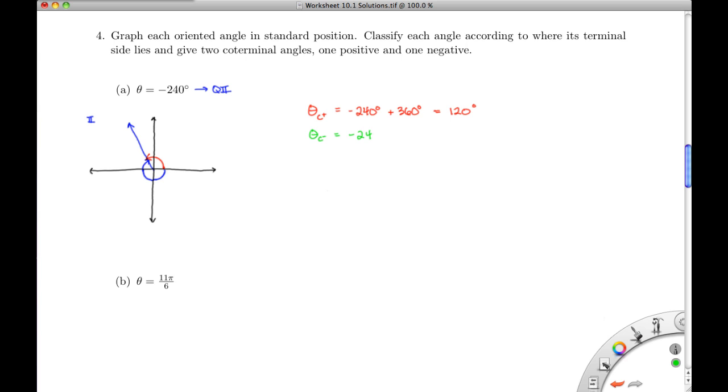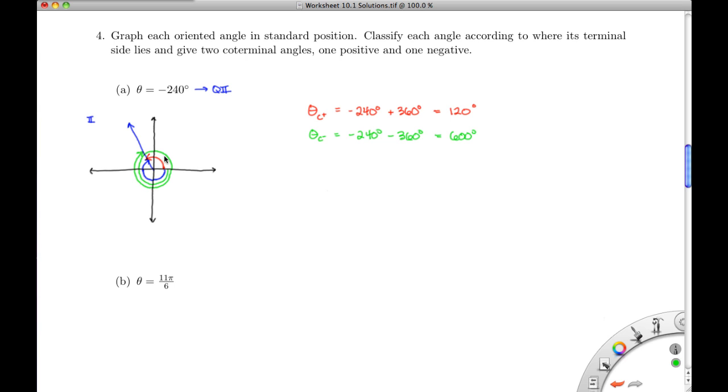And if we take negative 240 degrees, we can get a negative coterminal just by subtracting 360. And if we do that, we'll get negative 600 degrees. So again, if we wanted to visualize this, we start on the positive x-axis. We're going to start rotating around. So there's negative 360, and we've still got a negative 240 to go.